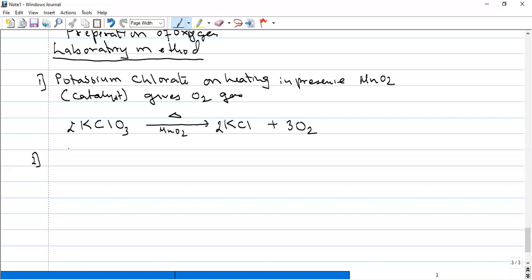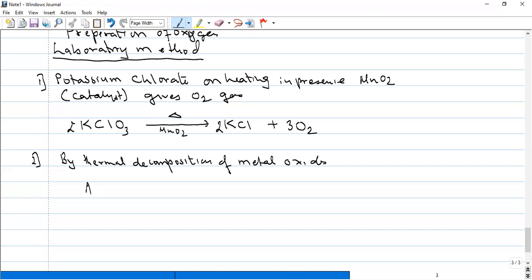Second method, by thermal decomposition of metal oxides. There are some metal oxides which are very unstable. They on just heating decompose and give you metal and oxygen.